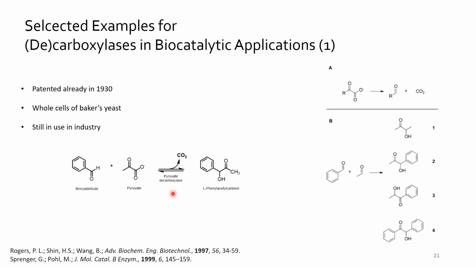And what I did not show you at the beginning is that this pyruvate decarboxylase is not just able to perform this decarboxylation of these pyruvate-like compounds, but is also able to form these acyloin condensations with these different products here. So in this case, the product is L-phenylacetylcarbinol, and this can then be further used for the production of ephedrines and pseudoephedrines.